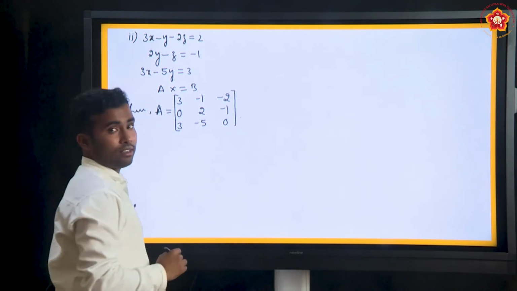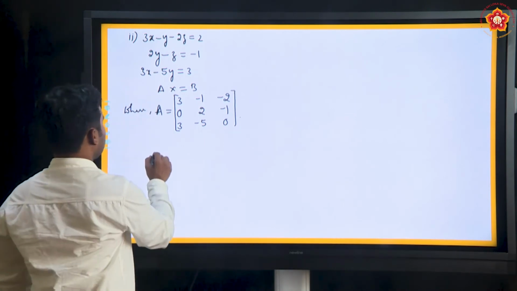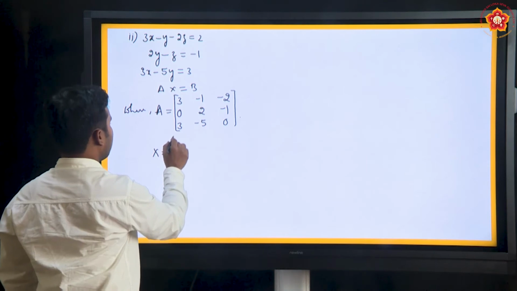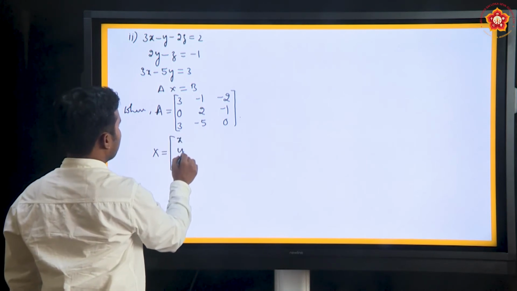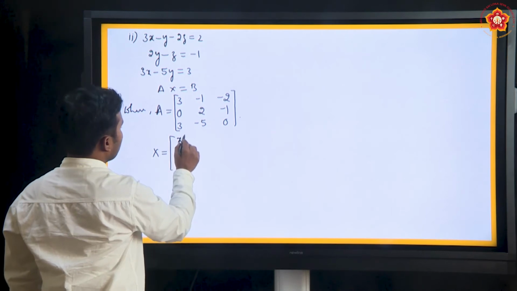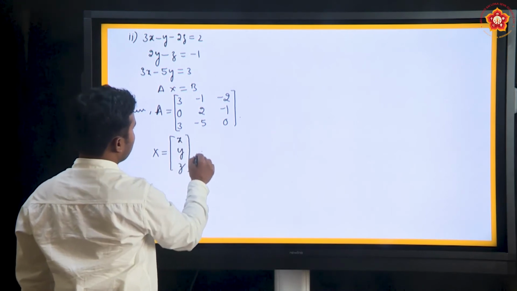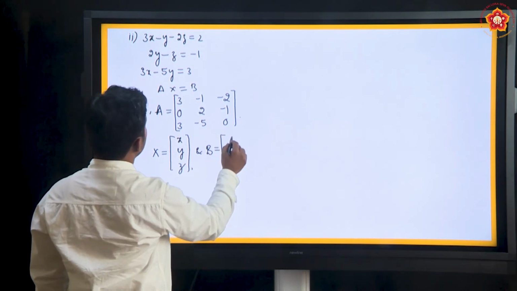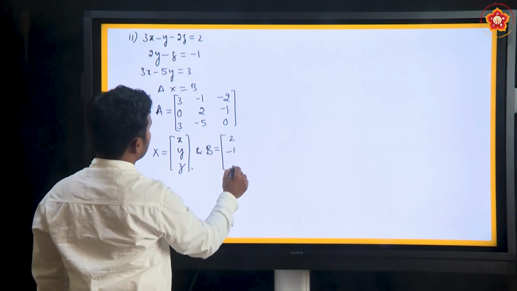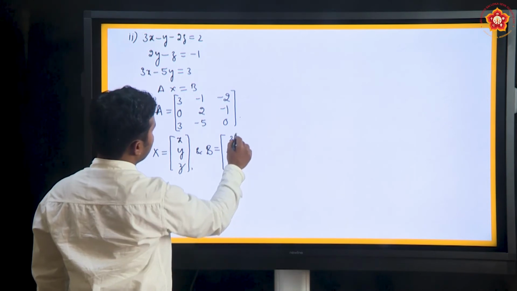This is A, and what is x? X is x, y, z. What is B? And B is 2, minus 1, 3.